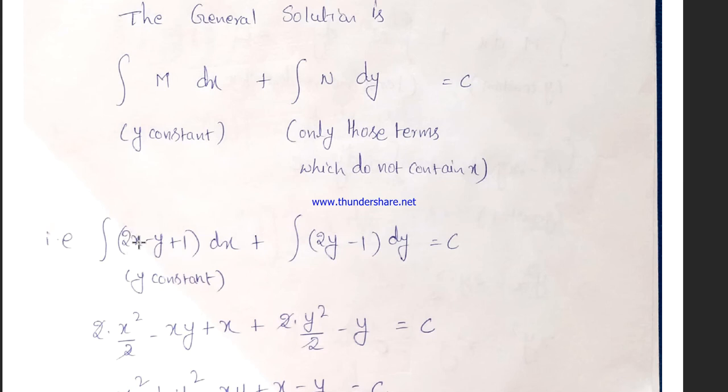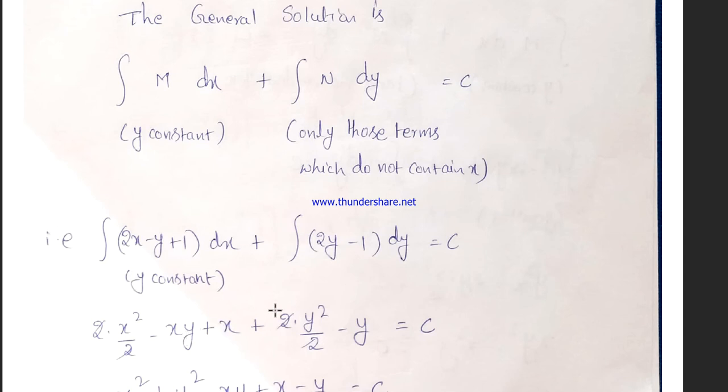Here 2 is a constant, and the integral of x dx is x square by 2, by using the formula integral x power n dx is equal to x power n plus 1 by n plus 1. Here n value is 1. So we get x square by 2 minus y, which is constant, with integrand 1, integral dx is x, plus again integral dx is x. So that's 2 into x square by 2 minus xy plus x.